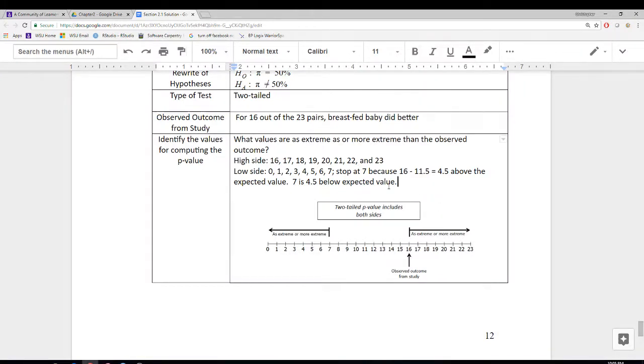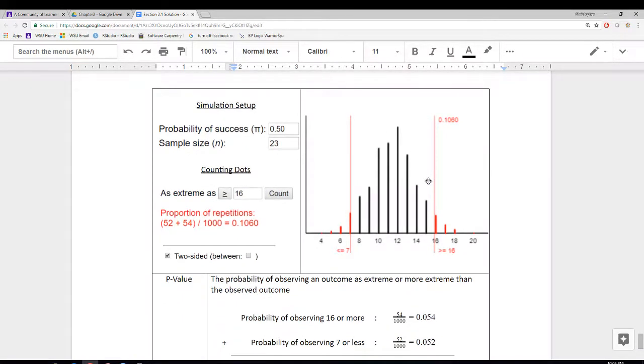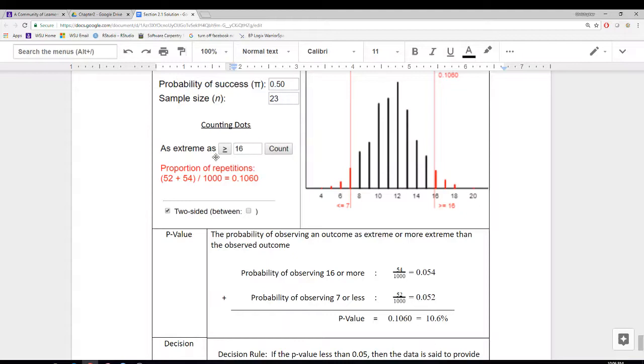Now, to be honest with you, we don't have to worry too much about this because that respective value on the lower end is automatically determined in our reference distribution app. So let's look at that. For this example, this is a 50-50 example, sample size being 23. What's being tracked on this number line is the number of times breastfed wins out. When determining as extreme as, I'm going to put my study outcome in this box. However, because this is a two-sided problem, I need to select the two-sided icon in the lower left-hand corner of the app.